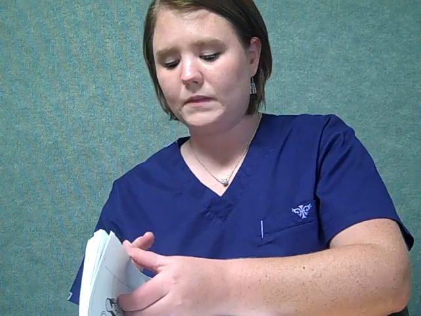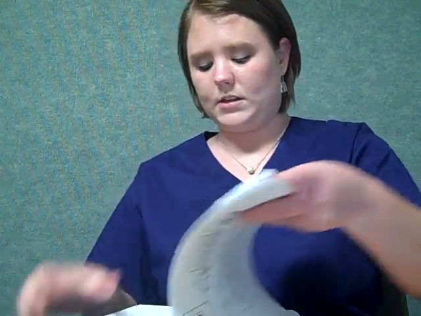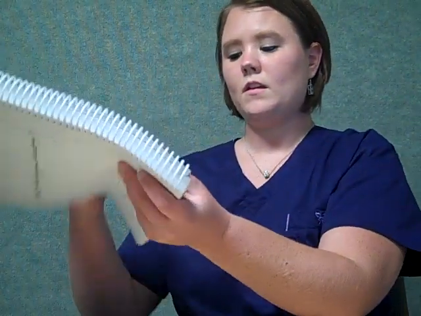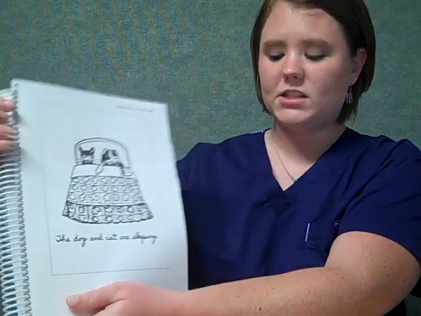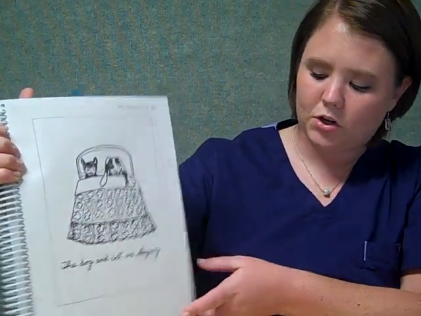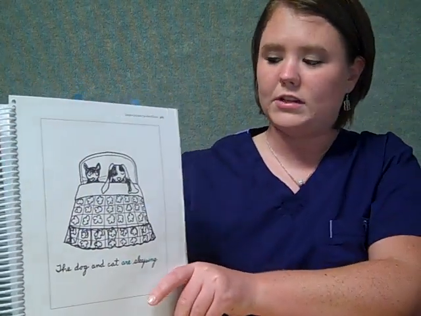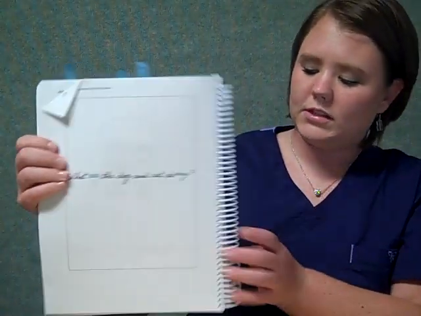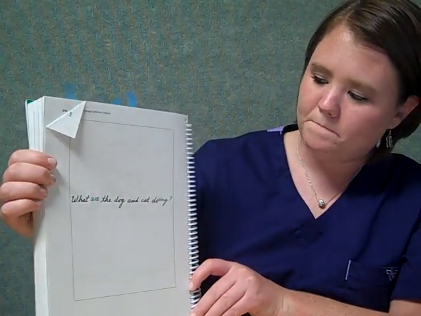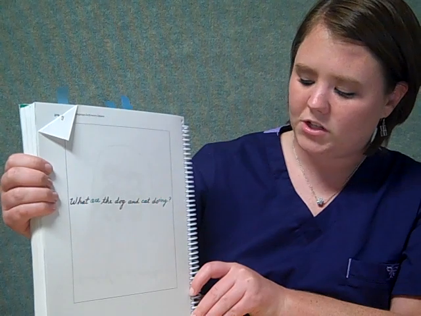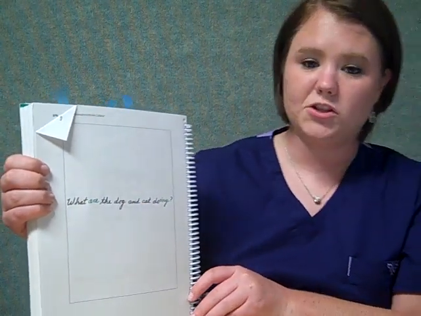Present progressive sentences and questions are then added, and this looks like this. The dog and cat are sleeping. So you're just adding that present progressive tense to your sentences. And then once they've mastered that, they go to their question. The question on this one is, what are the dog and cat doing? So this is them trying to understand the present progressive tense.